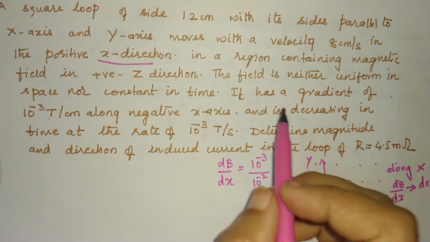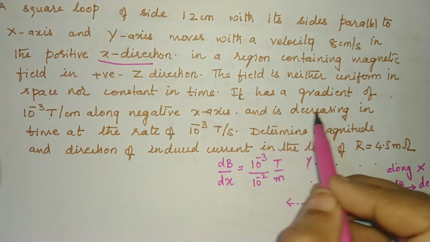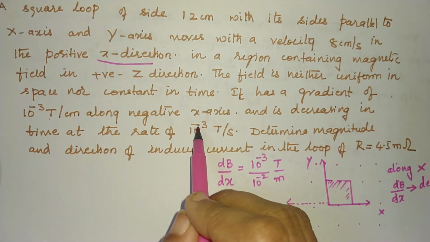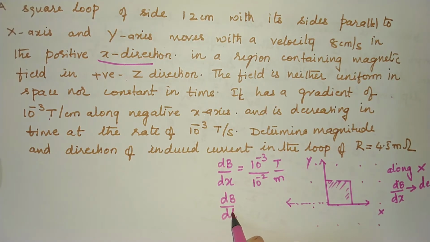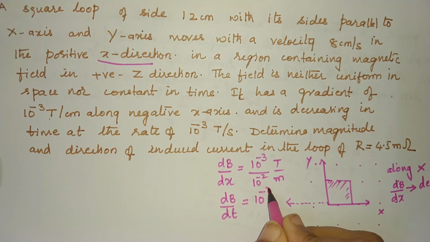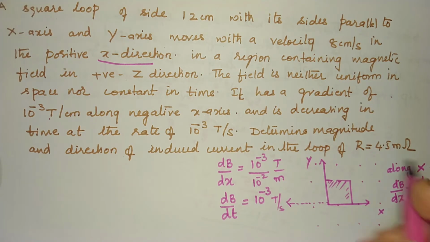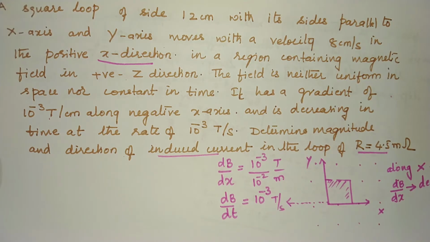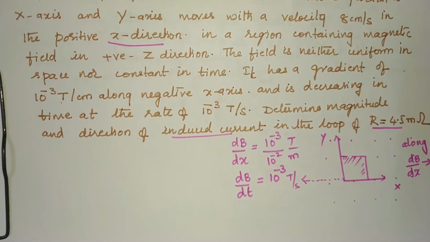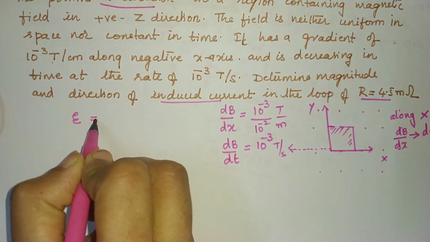Then apart from this, one more condition is given. It has a gradient of 10 power minus 3 Tesla per meter square along negative x-axis and is decreasing in time at the rate of 10 power minus 3 Tesla per second. So dB by dt is also given. Even this is decreasing at the rate of 10 to the power minus 3 Tesla per second. Now with this condition, they are asking you to determine the induced current if resistance of the loop is 4.5 milliohm. Okay, so to calculate the total current, first let us make use of Faraday's laws. Okay, we know from Faraday's laws, induced EMF is d phi by dt.